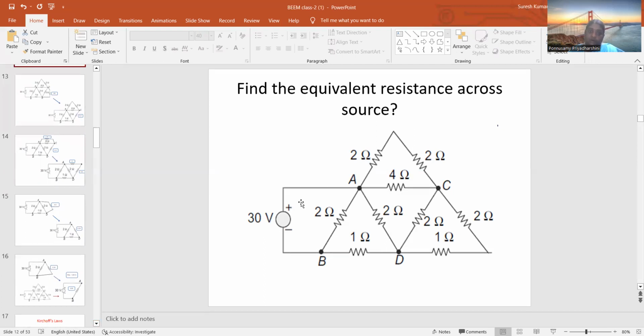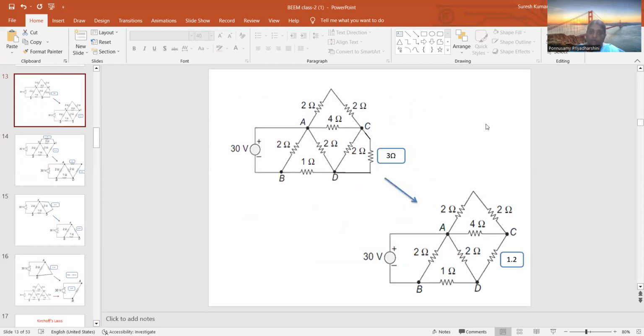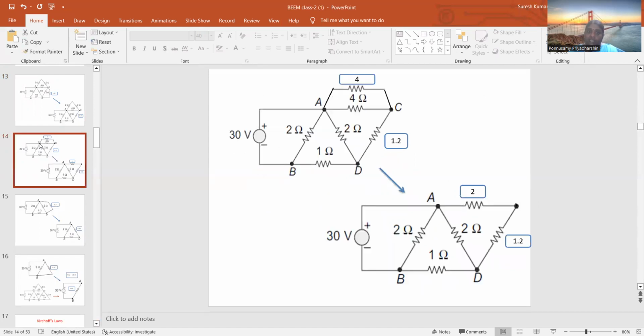If the source is connected here, always you have to start the method from the opposite point. So here 2 ohms and 2 ohms, and here 2 ohms and 1 ohm. So 2 plus 2 is going to be 4, and 2 plus 1 is equal to 3, and they are connected in parallel. Parallel means then they have to be simplified. For example, this is my 4 ohms and this is the 3 ohms. If they are simplified, this is 1.2. And 4 and 4, if they are equivalent, similarly I will be getting 2 ohms. Then again we have to simplify.